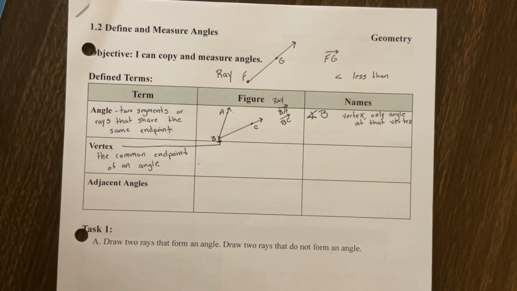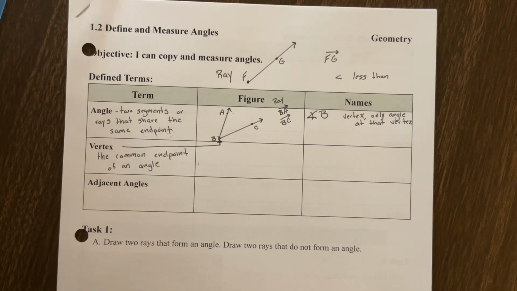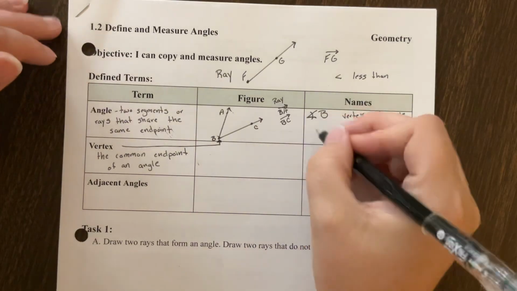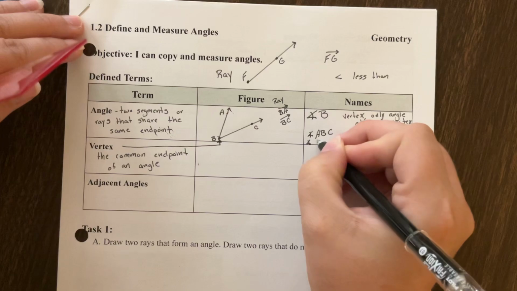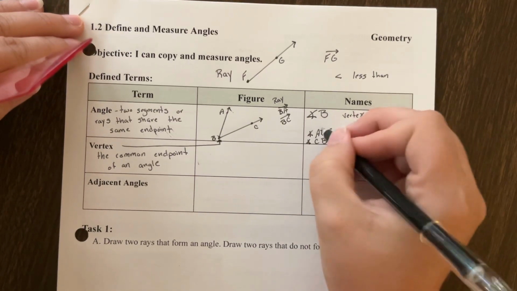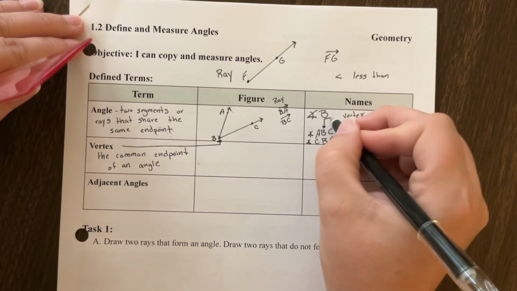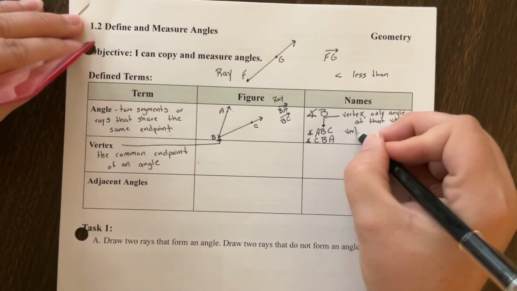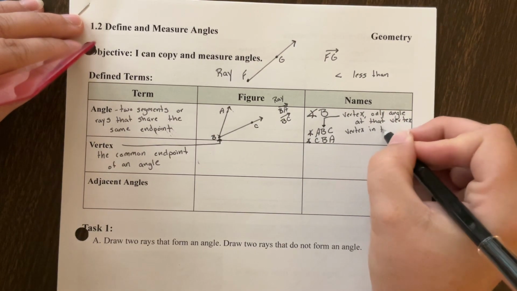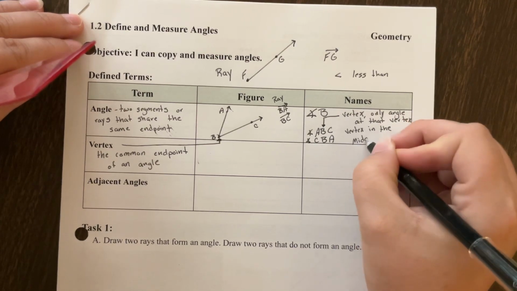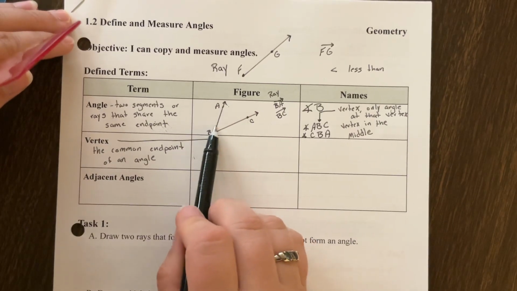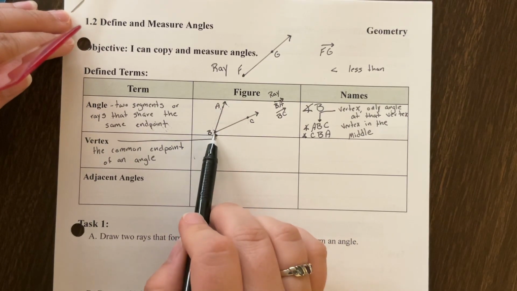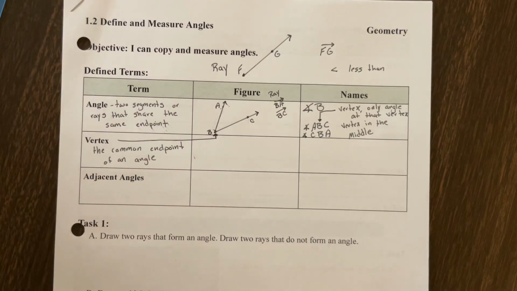If it's not the only angle at that vertex, another way we can name an angle, and this is probably the most common, is using 3 points. I would call it angle ABC or angle CBA, but always that vertex is in the middle. So I'd either call it CBA or ABC. The vertex is always in the middle.